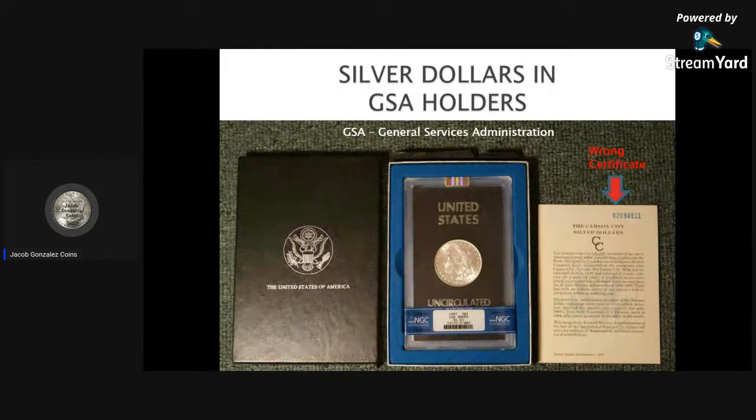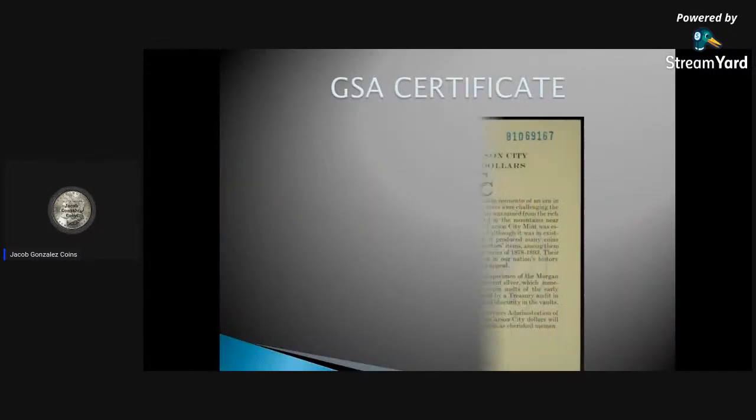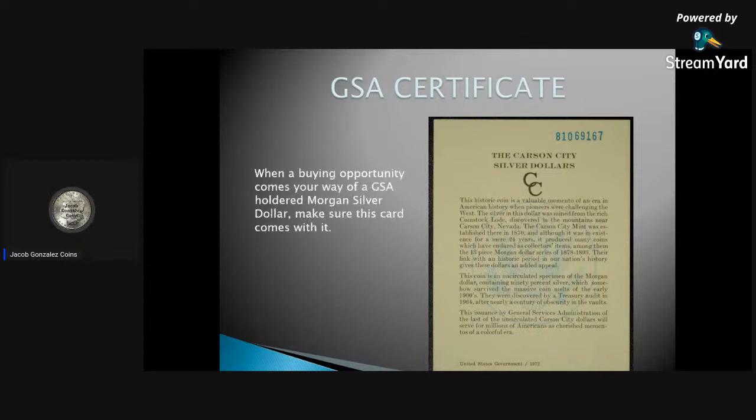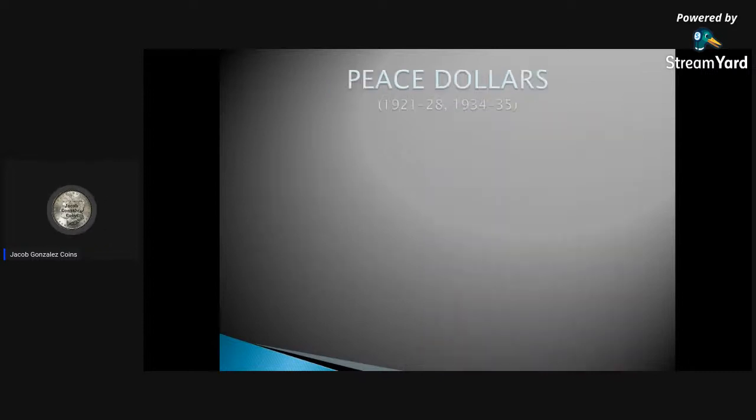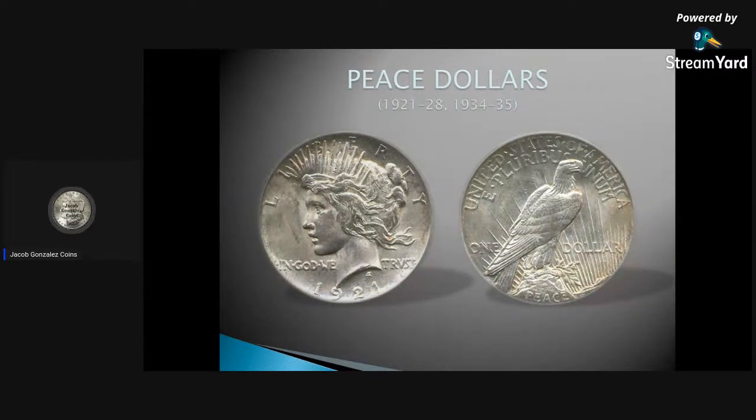Also, grading companies decided to grade them as is instead of cracking them open, because they are a piece of American history, these GSA holders. So this is the GSA certificate. As I was saying, it starts with an 81. When a buying opportunity comes your way of a GSA holder Morgan silver dollar, make sure this card comes with it. The first two numbers stamped on the card should reflect the year of the coin, like I was telling you guys.